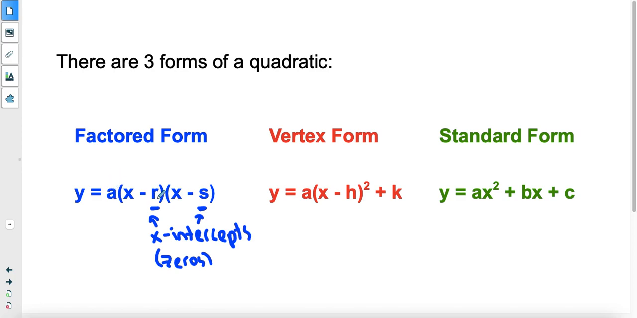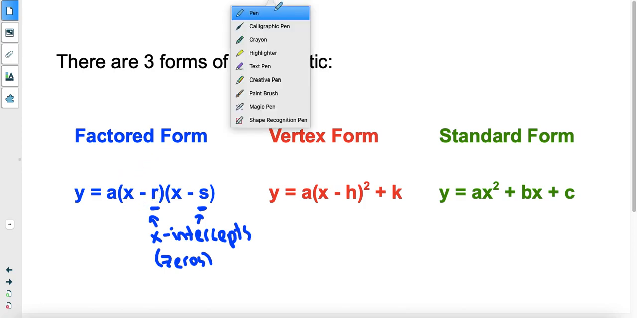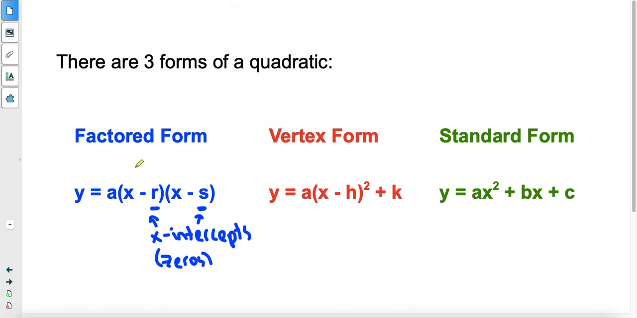Now the three numbers I need to find to write an equation in factored form are my a value, my r value, and my s value. If I have those three numbers, I can plug them into this equation, and that will give me the equation of a parabola in factored form.